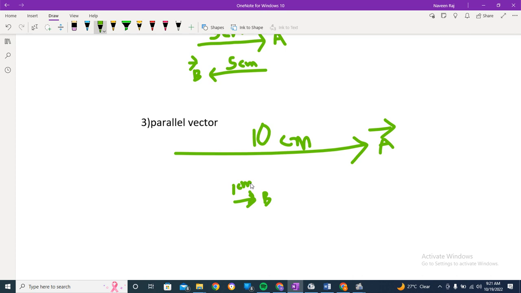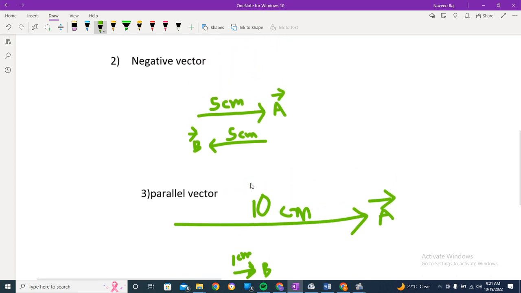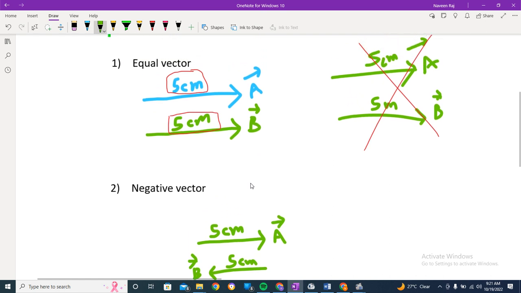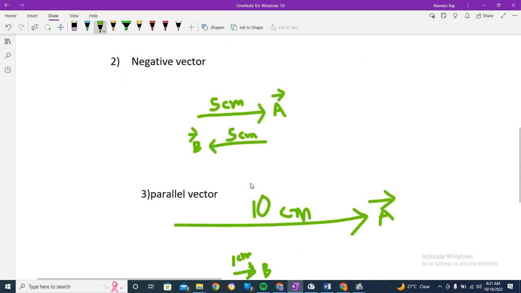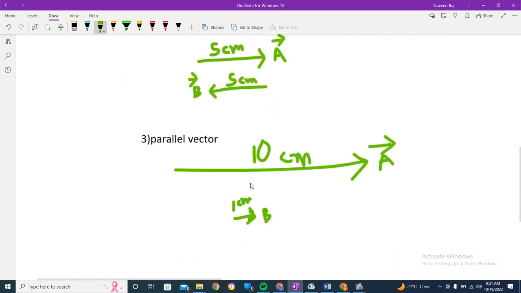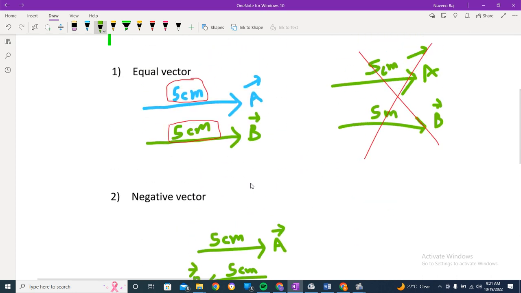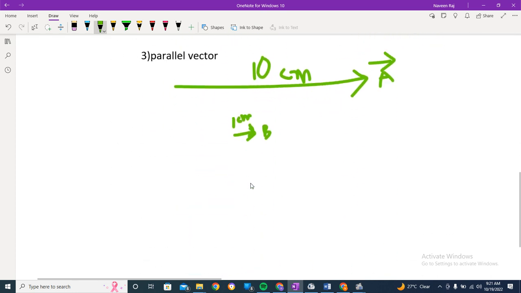I do hope that you've got it, and they're quite simple as well. Now this parallel vector is kind of linked to the equal vector. We can say that the equal vector is one form of the parallel vector. The equal vector is also a parallel vector because the vectors are not meeting at any point.